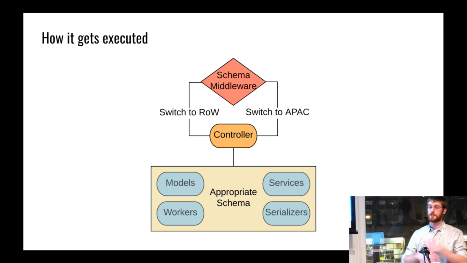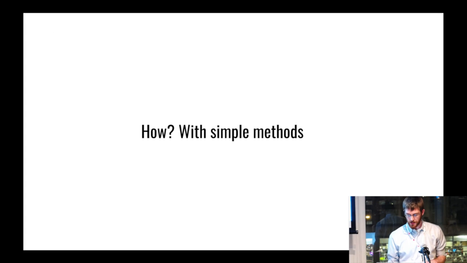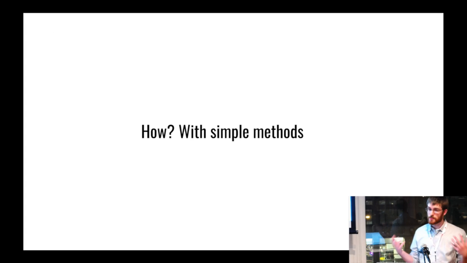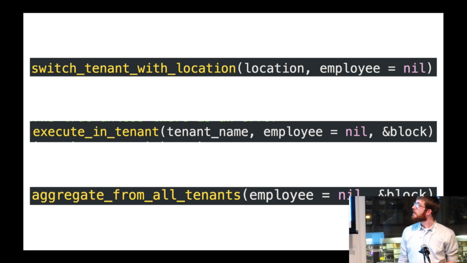So rather than having to change everything, you only had to change a small amount. And then underneath, it's all in the appropriate schema. So, how? Simple methods. Basically, these are the only three things that you ever need to use in our system if you need to talk to a specific tenant. You need to switch. You make an active choice. I need to switch to a particular schema. You need to execute in a particular schema, or you need to aggregate from all the schemas.